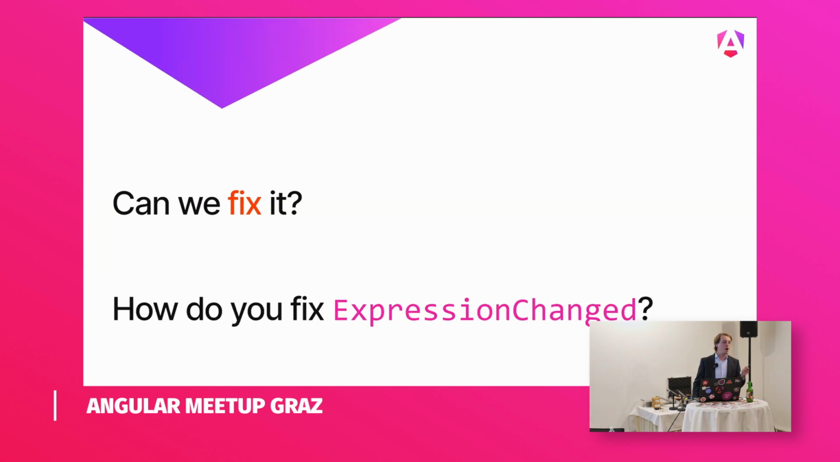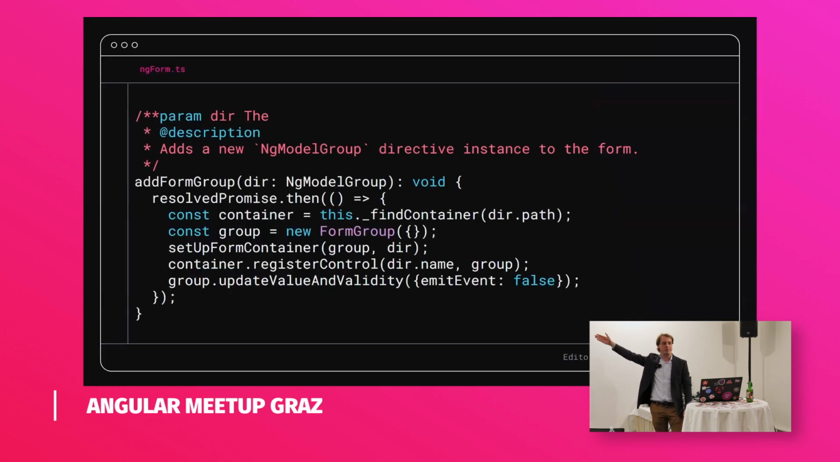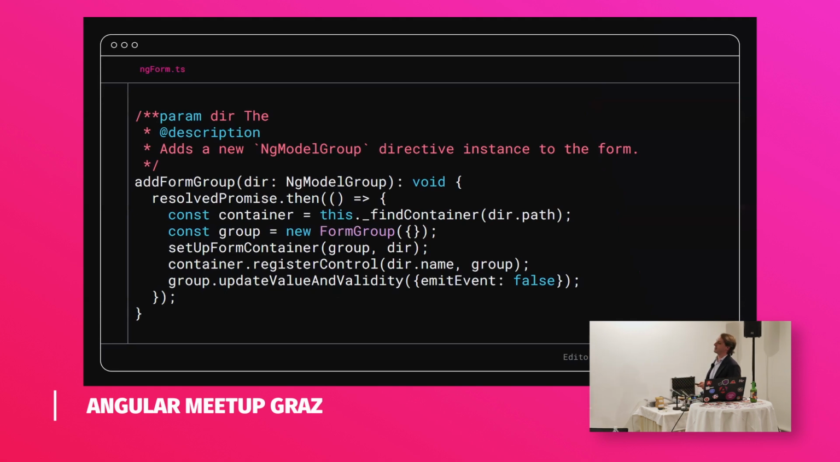And actually, how do we fix the ExpressionChanged error? There's one famous fix that you probably already used, and I'd like to hear it. Who knows that? Promise resolved. Yes, more or less, either promise resolved or setTimeout. Our beloved. And you know what? It's used by everybody. When I say everybody, this is ngForm from the Angular framework, and if you look here, we got a nice resolved promise.